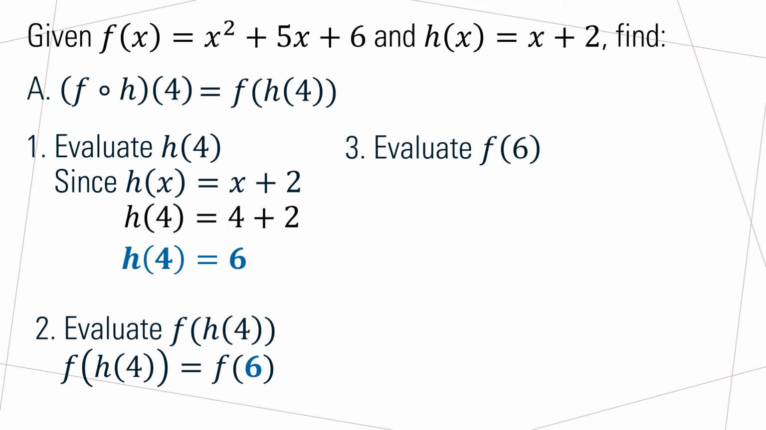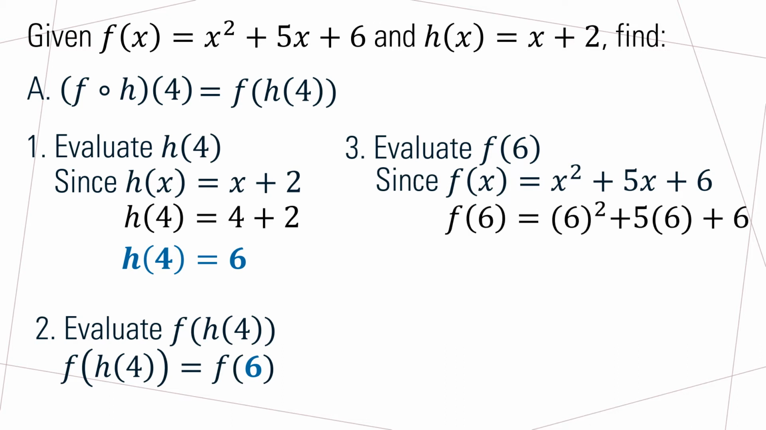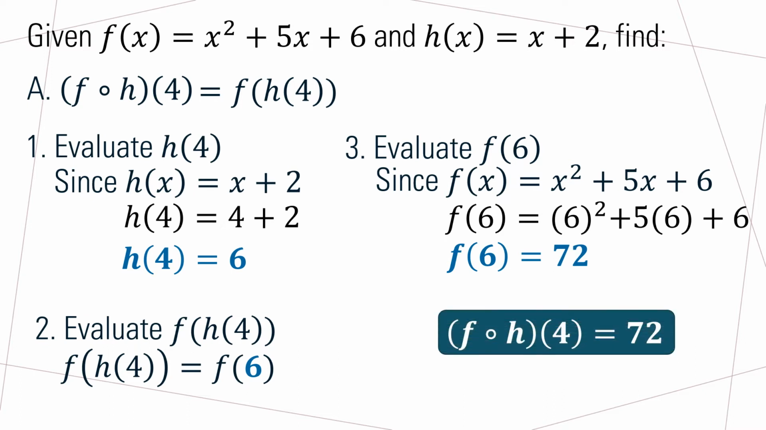And third, let us evaluate f of 6. Since f of x equals x squared plus 5x plus 6, if we are going to replace x by 6, we will have f of 6 is equal to 6 squared plus 5 times 6 plus 6. And simplifying it, our f of 6 is equal to 72. And therefore, our answer is f of h of 4 is equal to 72.